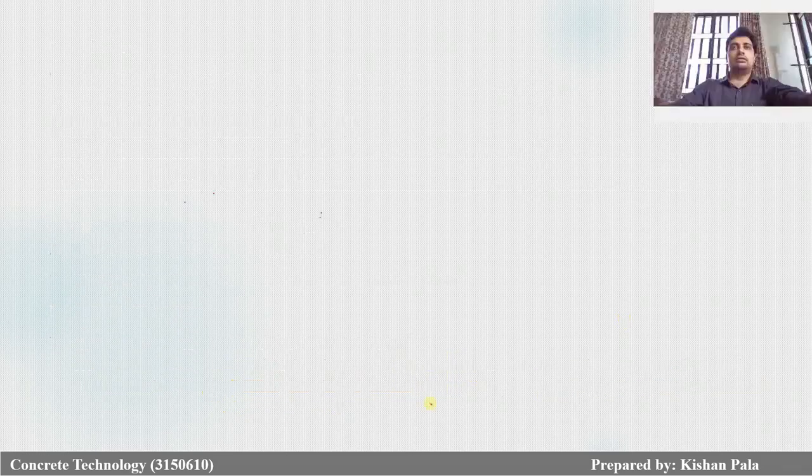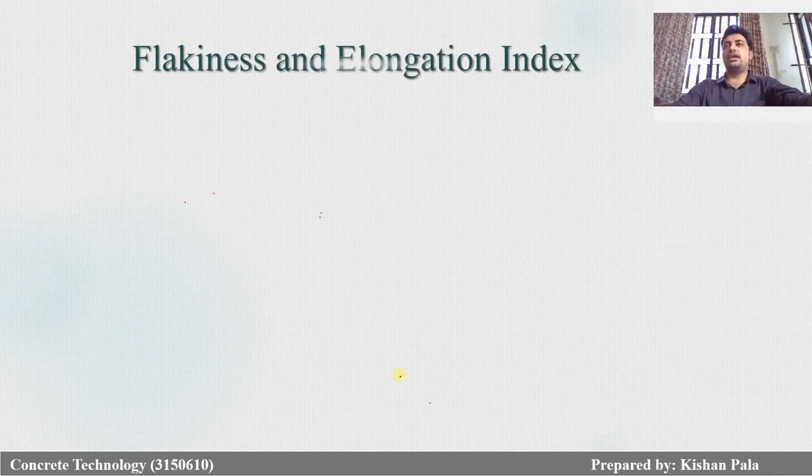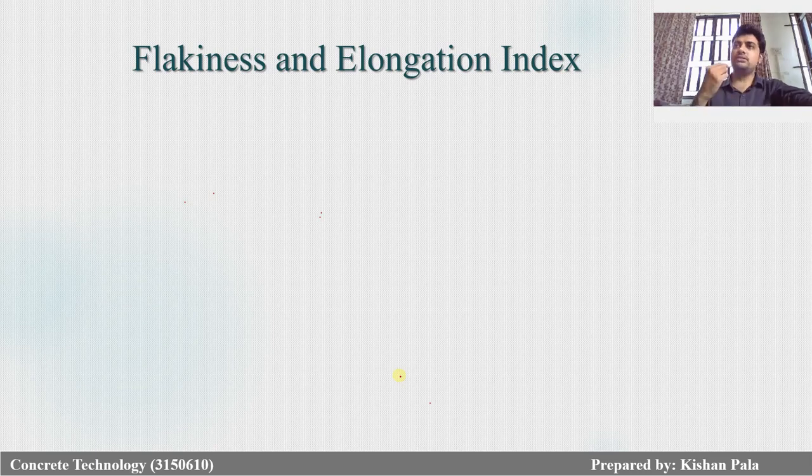Thank you. Let us understand the flakiness and elongation index. First of all, what is the flakiness index and what is the elongation index? Flakiness index is the percentage by weight of aggregate whose least dimension, you can say thickness, is less than 60 percent of the mean dimension of the aggregate. This is known as the flakiness index.